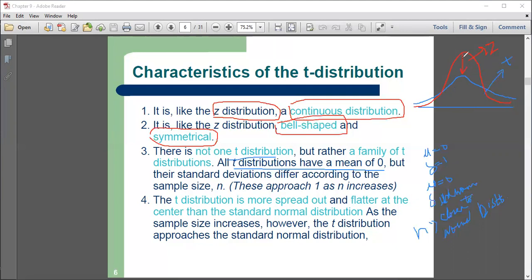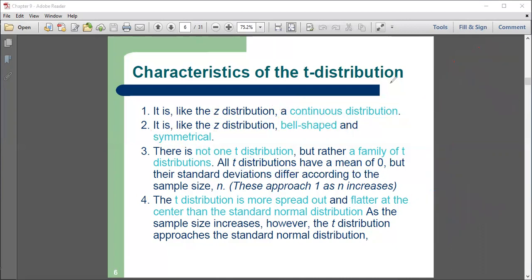Z has a higher peak. On the other hand, T is flatter at the center and is more spread out as compared to the Z test. So let's move on to the next slide.